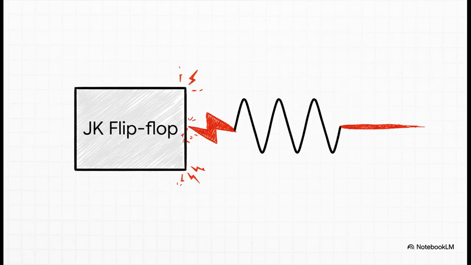So the JK flip-flop seemed perfect, right? It's versatile, it's powerful, it turned a bug into a feature. But it had a dark secret, a really critical flaw that would only show up if the clock pulse was a level trigger, if it stayed high for just a little too long.